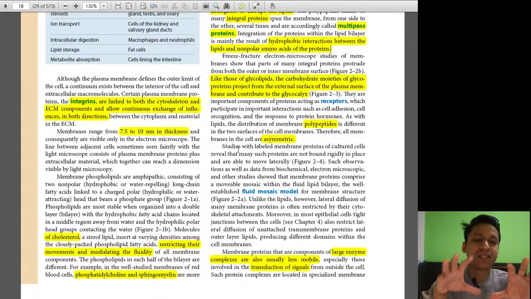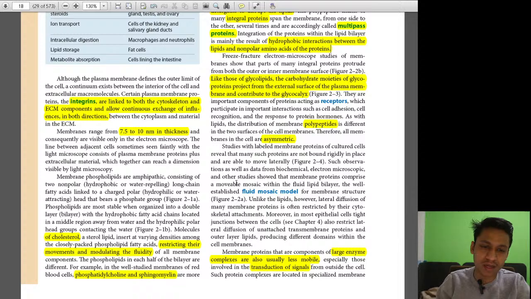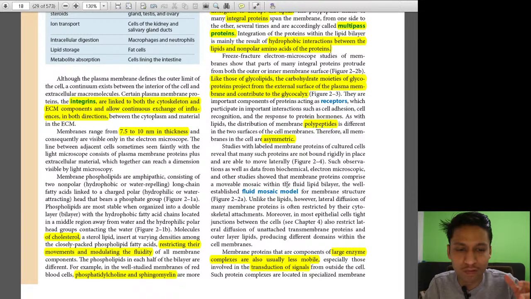Studies with labeled membrane proteins of cultured cells reveal that many such proteins are not bound rigidly in place and are able to move laterally. Such observations, as well as data from biochemical, electron microscope and other studies, show the membrane comprises a movable mosaic of proteins in a fluid lipid bilayer, the well established fluid mosaic model. So, the fluidity.